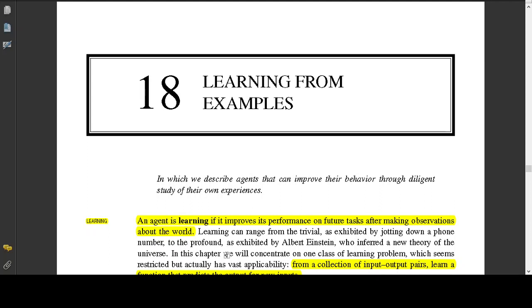So when we talk about an AI system, what is the importance of learning? Learning is something that improves the performance of the system. That means it can learn from examples, or it can learn from experience, and that will improve its performance in later stages. Okay, so that is the importance of learning, that it improves the performance.